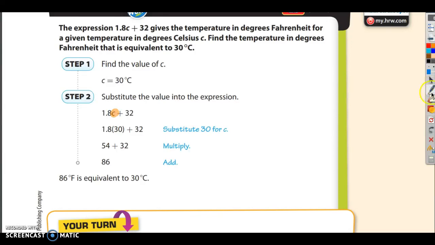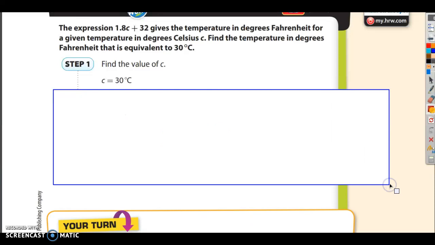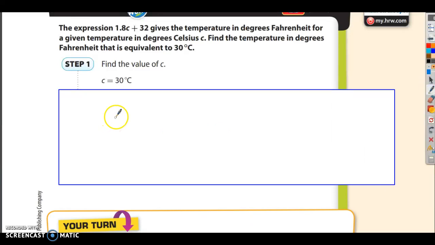And what's happening here, let me write it out actually. You know me, I like to pretend that the book didn't do anything for us. So here's what I know. I know the formula, or the expression I should say, is 1.8 times C. And you don't need to use parentheses when you have a variable. When we change it to a number, we're going to need to. Then we're going to add 32. The first step is to take C and replace it with 30.